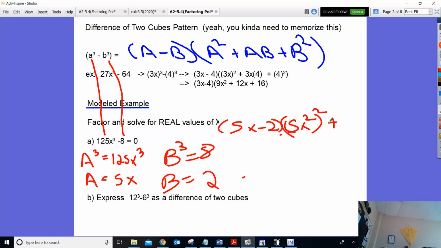Plus, what else? A times B. 5x times 2. Plus what? B is 2, kids. You're plugging in right there. Plus 2 squared.